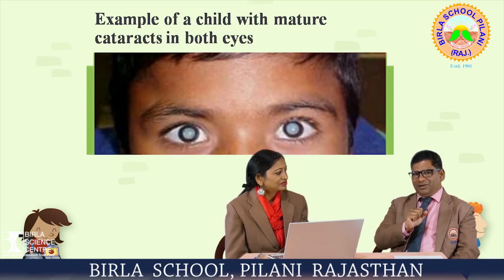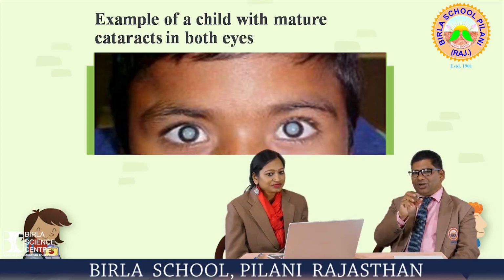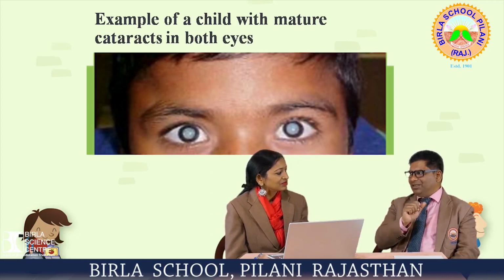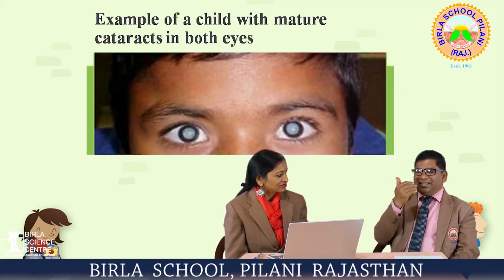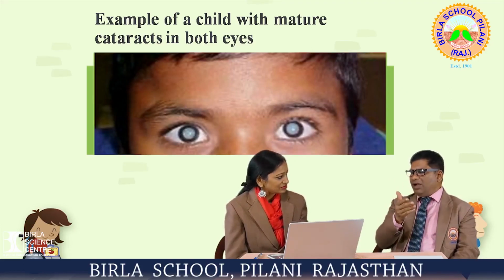But what happened? The parents were not in agreement. They were not confident enough. We tried a lot, but they didn't accept. What happened then? The child started losing his vision because those cataracts changed into glaucoma. And once he had glaucoma, the child started losing his vision. It was very painful for him also. So the parents ran after us.